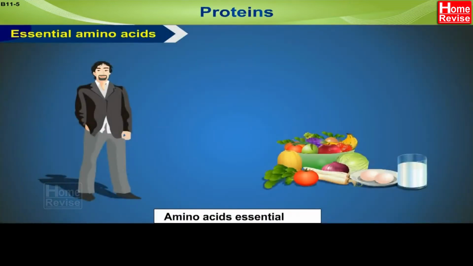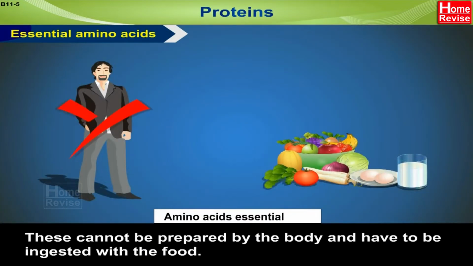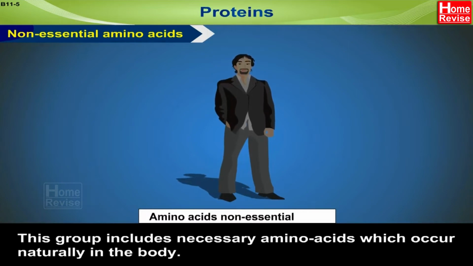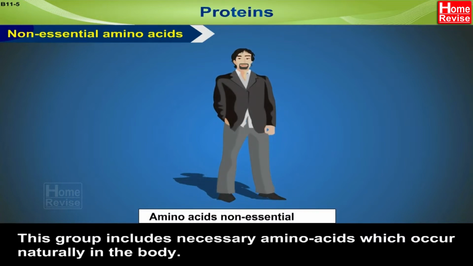Essential amino acids. These cannot be prepared by the body and have to be ingested with the food. Non-essential amino acids. This group includes necessary amino acids which occur naturally in the body.